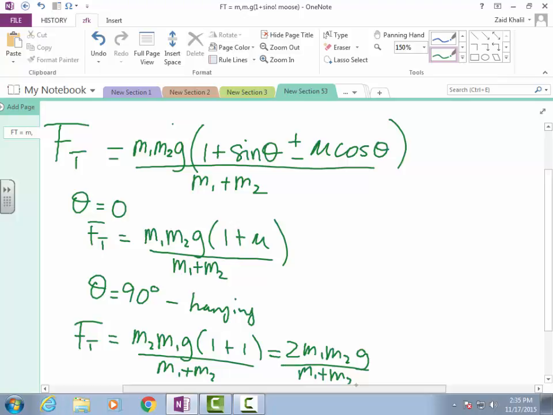And then this is the other physical setup, where the force of friction in this case is up the plane. Therefore, it's negative. So, you should write that down. Make sure you write that in your notes.